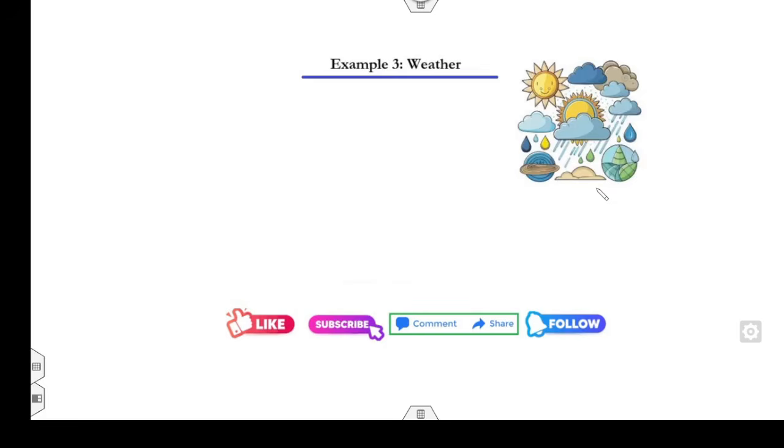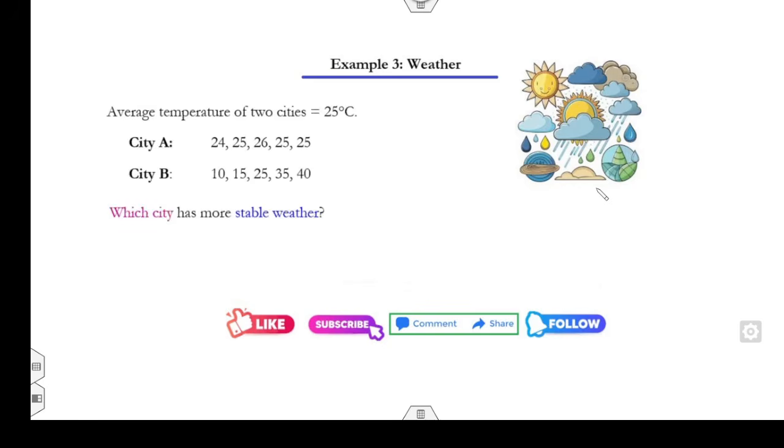Similarly, if you predict the weather conditions, say the average temperature of two cities is 25 degrees Celsius. If you measure the temperature of city A, it comes to be 25 on one day, then 26, 26, 25 and 25. While for city B it is 10, 15 and so on. If you calculate the average of both cities, it comes to be 25. Fine. Because if you sum it, that's 125 divided by 5.